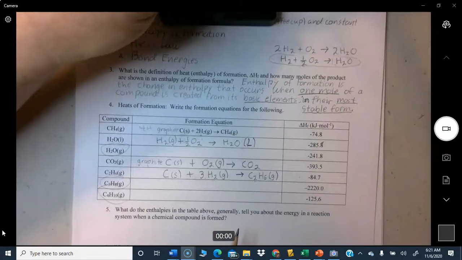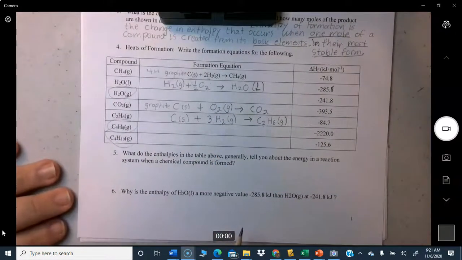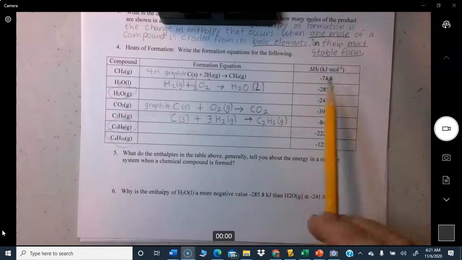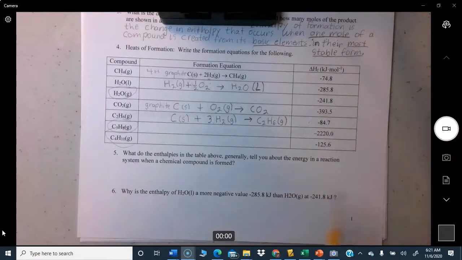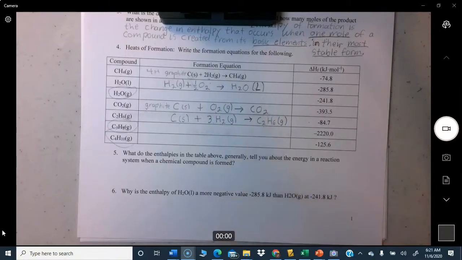So let's go ahead now and answer a couple questions. What do the enthalpies in the table above generally tell you about the energy in a reaction system when a chemical compound is formed? Well, they're all negative, which means energy is going out. When energy goes out, that means the product is left with less energy than the individual atoms or molecules had before. And what that means is it's in a more stable form. It's more stable in this form, lower energy than it was when it was individual atoms.